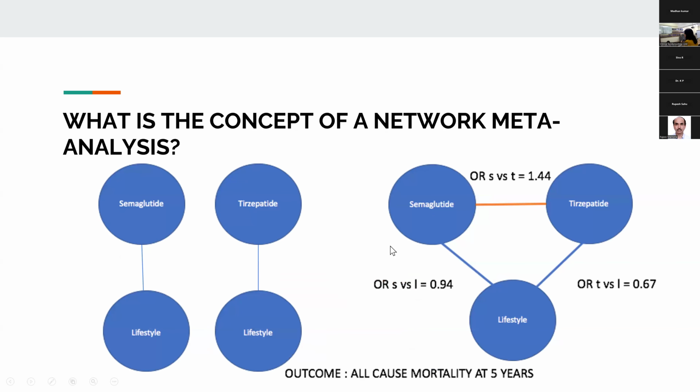So, taking our example, we have trials that compare semaglutide and lifestyle. We have trials that compare tirzepatide and lifestyle. There is an RCT that compares semaglutide with lifestyle, and the odds ratio of semaglutide versus lifestyle is 0.94. There is another RCT that compares tirzepatide to lifestyle, and the odds ratio for all-cause mortality at 5 years is 0.67.